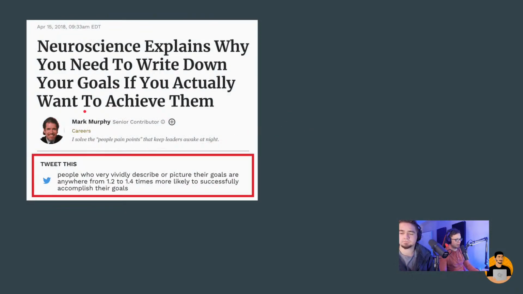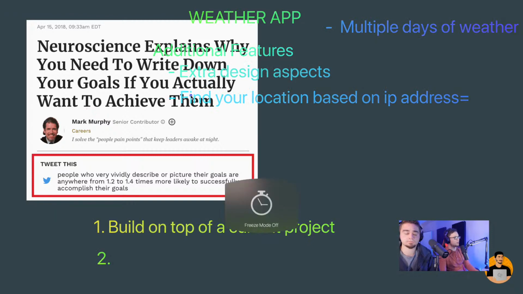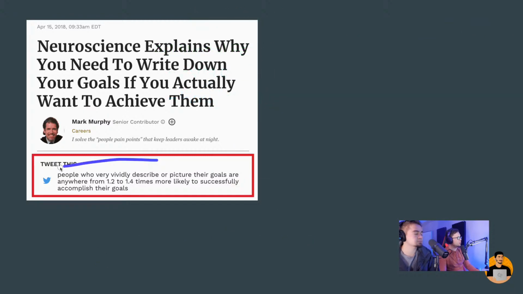For example, here a neuroscientist explains that people who very vividly describe or picture their goals are anywhere from 1.2 to 1.4 times more likely to successfully accomplish their goals. It's actually really fun. I always picture, for example, us, the Clever Programmer team, on stage giving a presentation at a conference where we introduce a bootcamp or a program, or not just introduce, but provide value, or we have speakers.